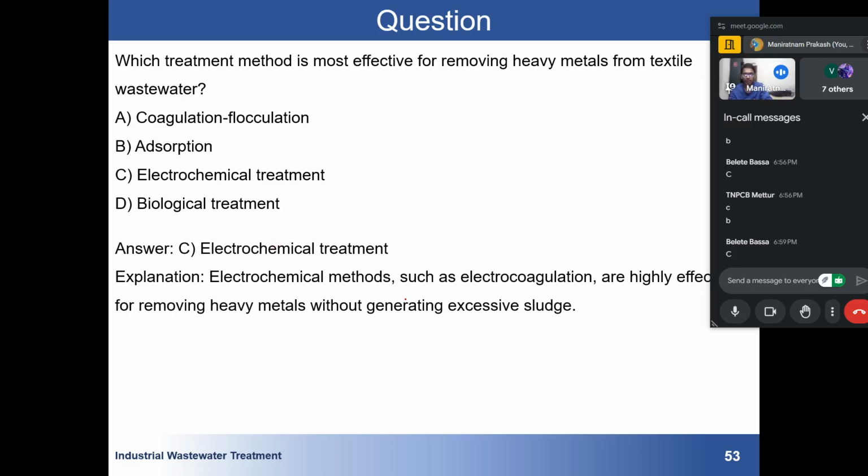Electrochemical methods such as electrocoagulation are highly effective for removing metal without generating excessive sludge. Okay, now here also there will be some sludge production. Suppose we have a solid and we want to adsorb, then after adsorption it will become a sludge. Then biological treatment, we have also seen that here also a sludge is produced that has to be treated in a separate way.